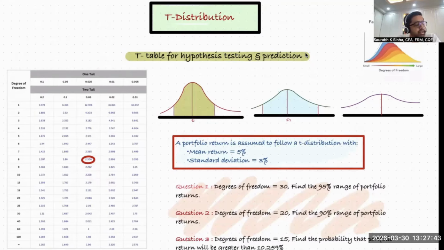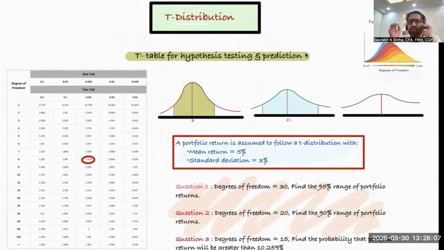And in this series of lectures on statistics, we have completed discrete probability distribution. We entered into the continuous probability distribution, and there we have completed normal distribution. And in the last lecture, we discussed why we need t-distribution when we have normal distribution.